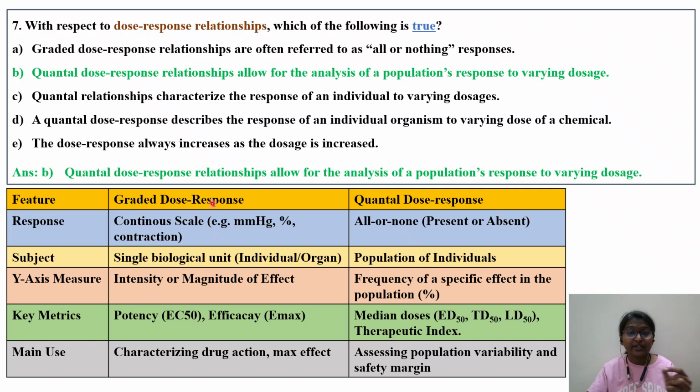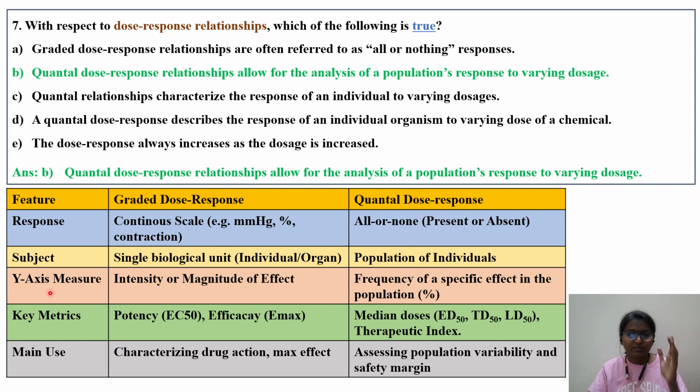So we'll also try to compare the graded dose response and quantal dose response, and each feature under response. If you see graded dose response, it is a continuous scale. Examples we have, units we have are millimeter Hg, percentage, contraction, etc. Whereas in quantal dose response, either it is present or it is absent. Coming to the subject feature, in graded dose response, you are seeing a single biological unit, individual or organ response. Here, it is a population of individuals. That's why our answer will match with this particular statement.